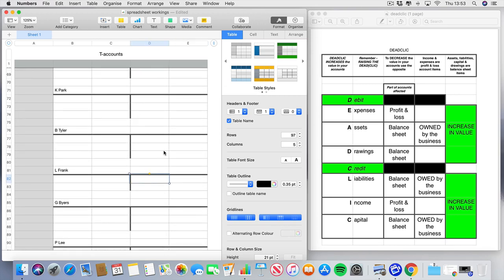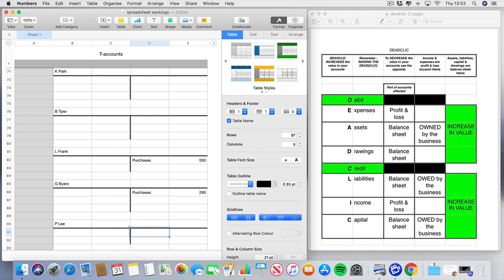So L Frank, there we go. So it's L Frank first. So the corresponding account is purchases, and L Frank was 550. And then we're going to find G Buyers, exactly the same situation. Purchases, and G Buyers is 290. And P Lee, again, exactly the same, purchases for 610.